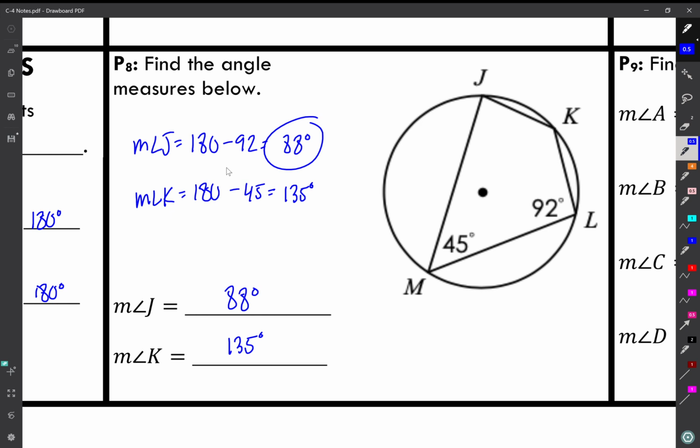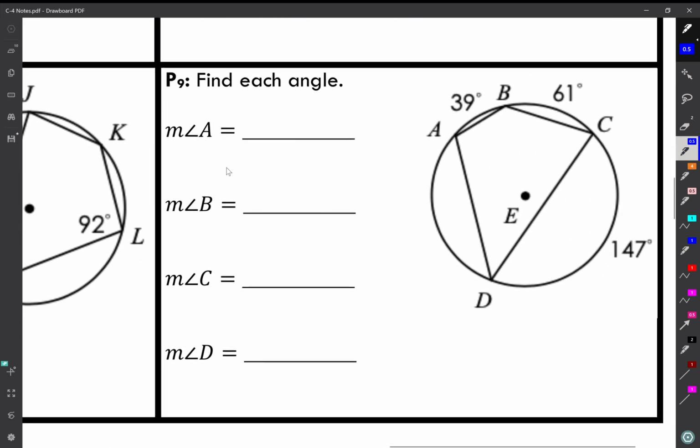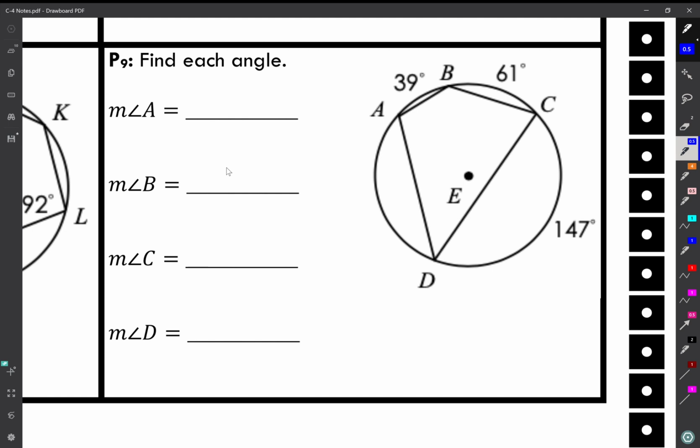Okay, now let's move on to the next one. Number 9, find the measure of each angle. Okay, this one's a little bit more difficult, but not too bad, I promise.